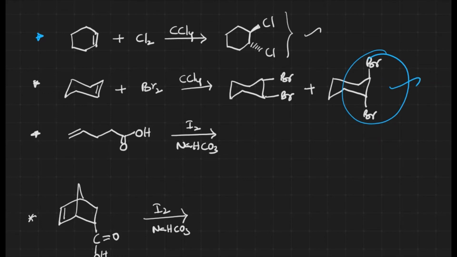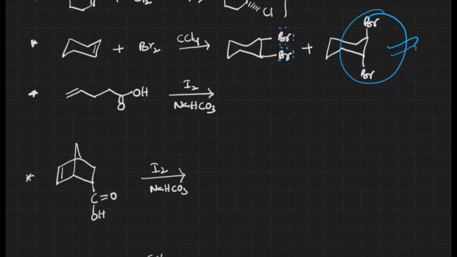Why it is the major one is because of lone pair and lone pair repulsions at the equatorial position. This is highly unstable. That's why this axial positioned 1,2 dihalo cyclohexyl compound is more stable.